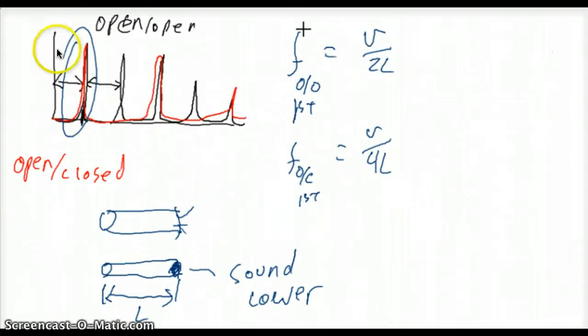Like in this example, if you look at the spectrum, the black one is the flute, and the flute will go even, so all the peaks will be even peaks. And if we switch that to a clarinet, it's open-closed, so it will have odd peaks. And the lowest frequency for the flute will be V over 2L, and the lowest frequency for the clarinet will be V over 4L. This one will give us the even peaks, and this one will give us the odd peaks.